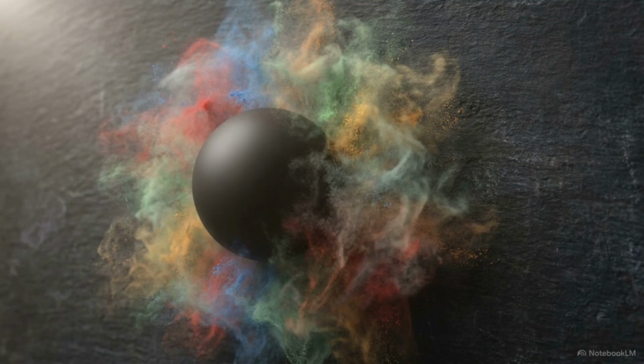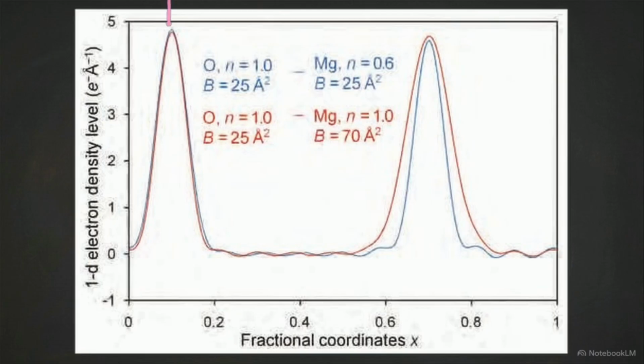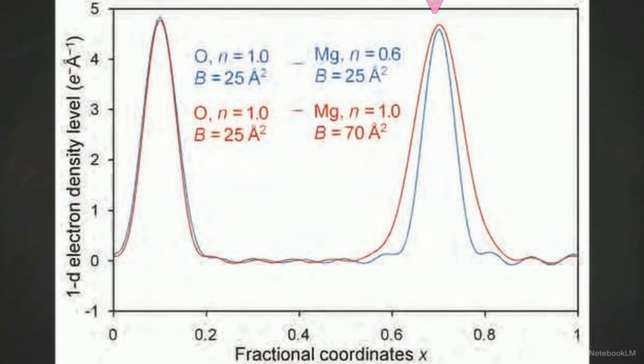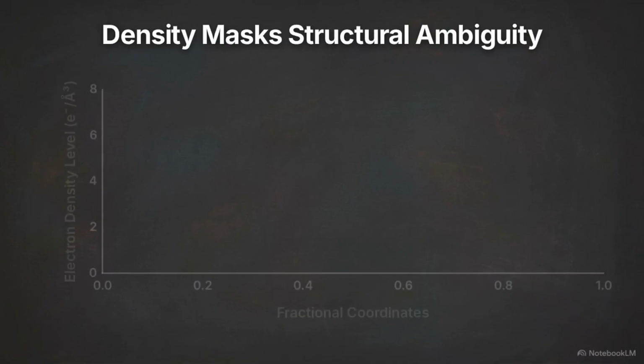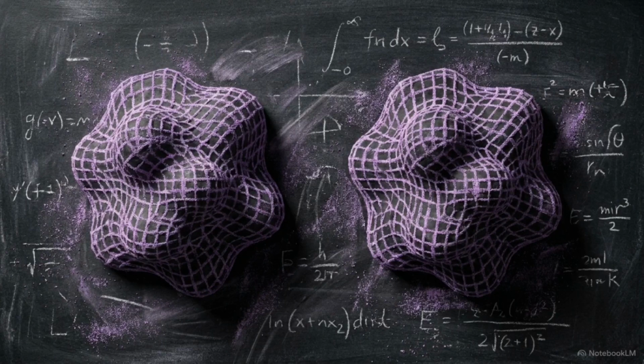Because b-factors spread the electron density, a fully occupied atom with high thermal motion produces an overall signal attenuation strikingly similar to an atom that is rigidly fixed but only partially present. We can see this ambiguity by comparing the Fourier peaks for an oxygen atom and a heavier magnesium ion. Look closely at the magnesium peak on the right. The blue line shows partial occupancy with a normal b-factor, while the red line represents full occupancy with a high b-factor. In the sterile environment of a 1D model, the peak shapes differ slightly, but in a noisy 3D protein map, these two scenarios generate essentially identical signals.